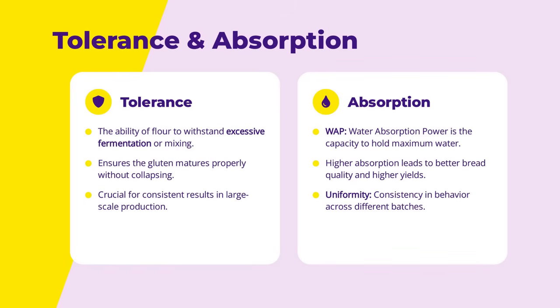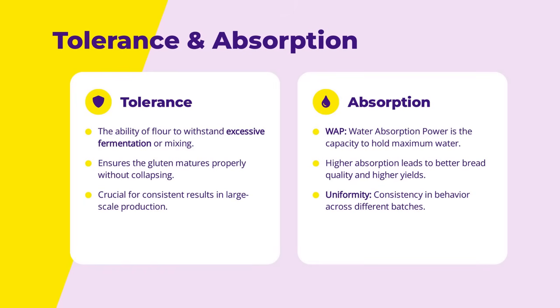The second property is water absorption power, commonly known as WAP. Water absorption power indicates the maximum amount of water that flour can absorb while still producing workable dough. Higher water absorption generally results in better bread quality, increased loaf volume, and greater production yield.